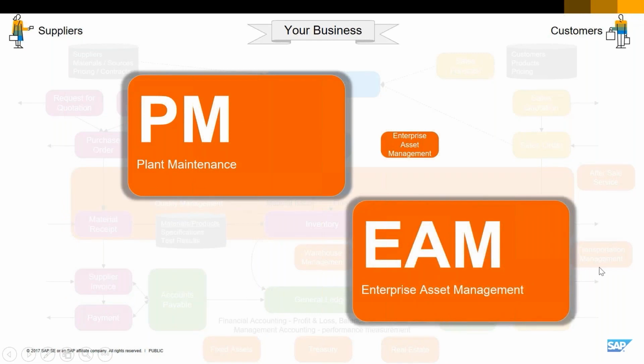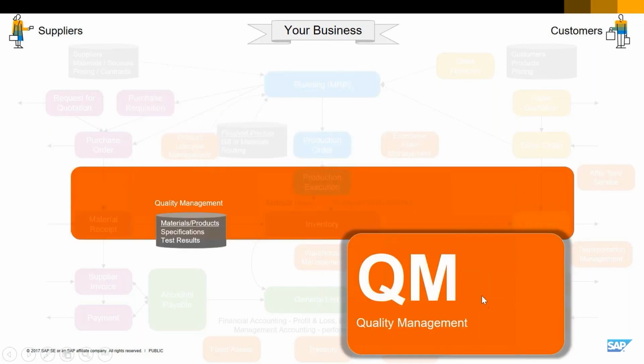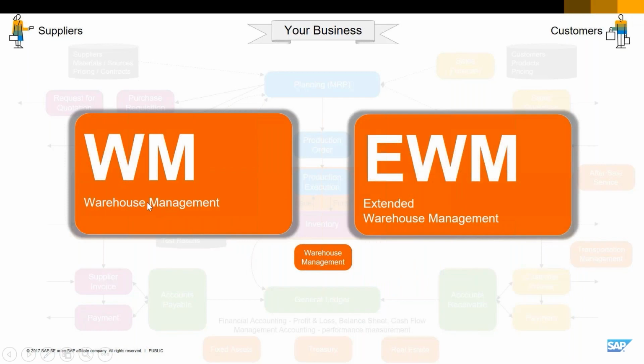Apart from that, you have plant maintenance and enterprise asset management is also there. This is a very wider area compared to the asset management, asset accounting. And you also have quality management. And apart from that, you have warehouse management and extended warehouse management.